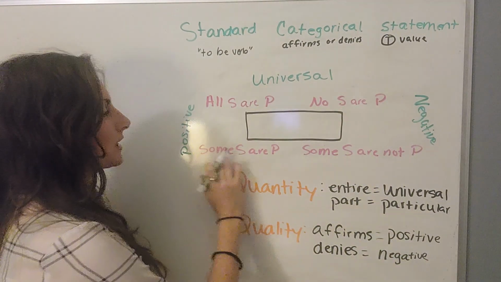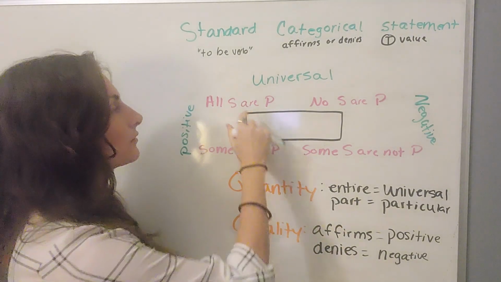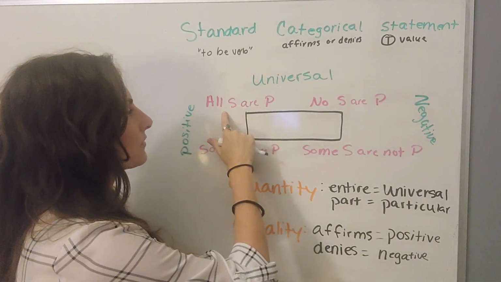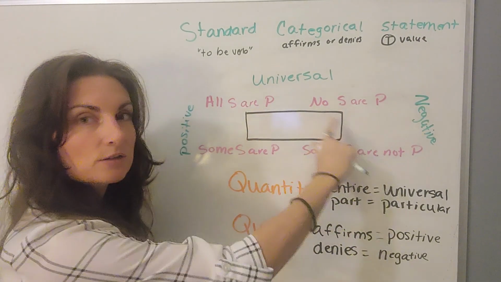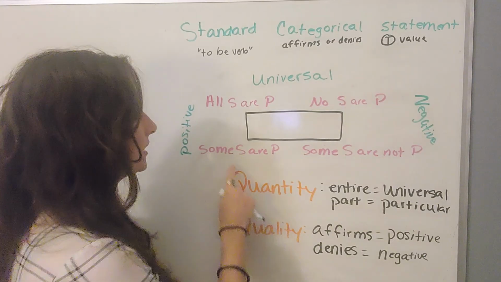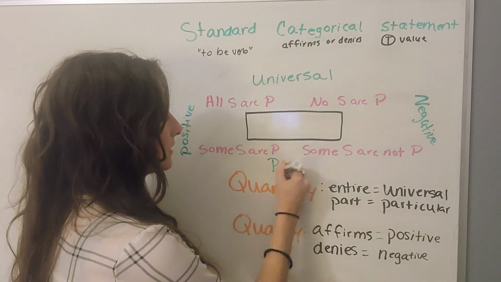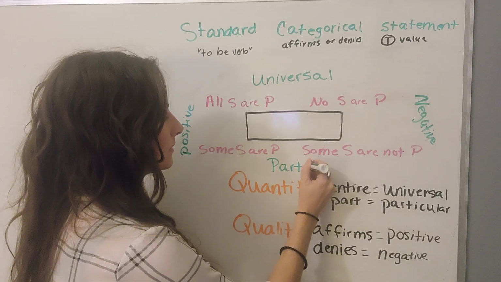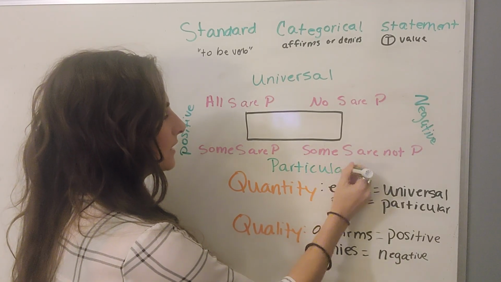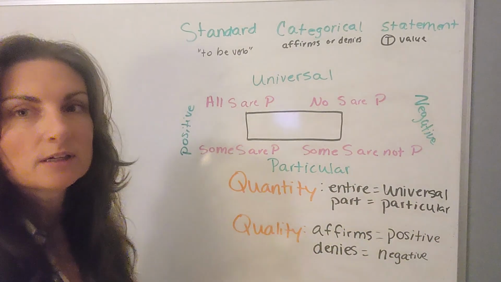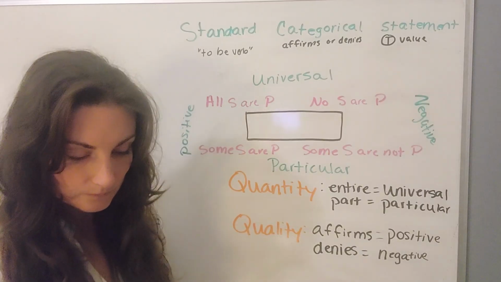Oh, and I forgot to put particular down here. If you notice, we have universal up here, so this is including or excluding everything in the extension. But down here it says some and some are not. So this would only be talking about part of the subject, so that one there is going to be particular.